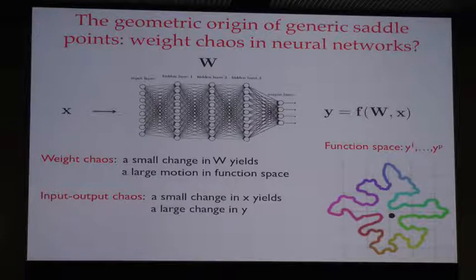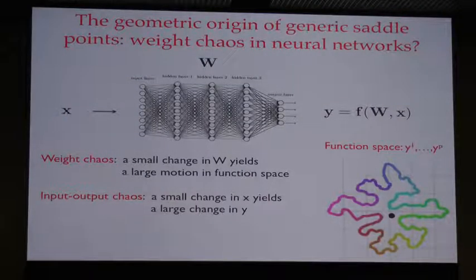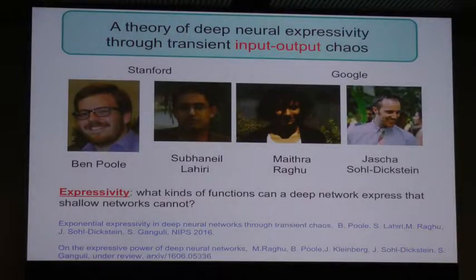Okay, but the way we get at this is through the problem of expressivity. And so I'm going to connect to a different problem, a different motivation, but for the purposes of this workshop, it connects to the error landscape through this connection between input-output chaos and weight chaos. So what is the expressivity problem? It's basically, in a nutshell, what kinds of functions can a deep network express that shallow networks cannot? This was presented at NIPS this year, and there's a companion paper that's under review. This is work done by Ben Poole, who was kind of the ringleader of this project. He did all of the simulations. Subhaneil Lahiri is my postdoc. It was a collaboration with Maithra and Jascha at Google Brain.